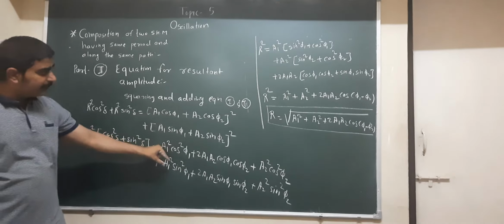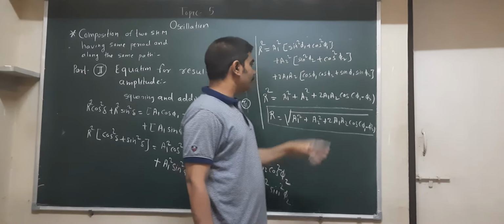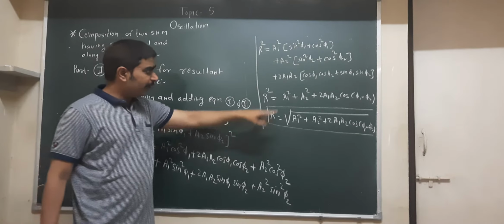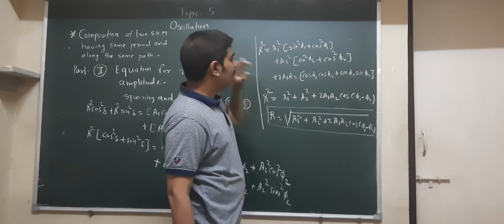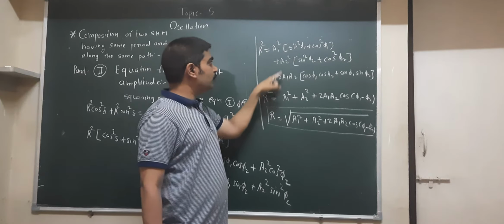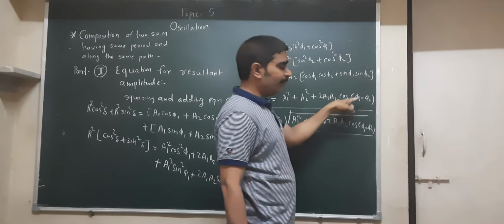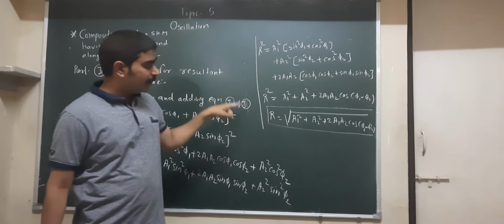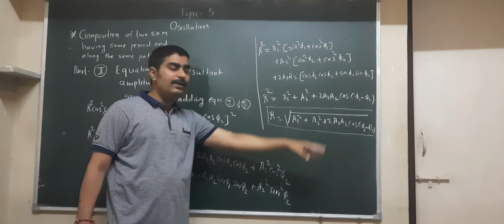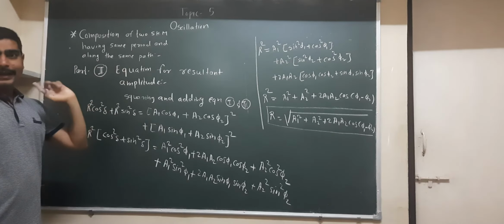So cos square phi 1 plus sin square phi 1 will be here. Take a2 square as common, sin square phi 2 plus cos square phi 2, and take twice a1 a2 as common: cos phi 1 cos phi 2 plus sin phi 1 sin phi 2. We know that sin square theta plus cos square theta is equal to 1. So we can write r square is equal to a1 square plus a2 square plus twice a1 a2, and this is the expression of cos (phi 1 minus phi 2). So r is equal to under root a1 square plus a2 square plus twice a1 a2 cos (phi 1 minus phi 2). This is the second case, the equation for the resultant amplitude.